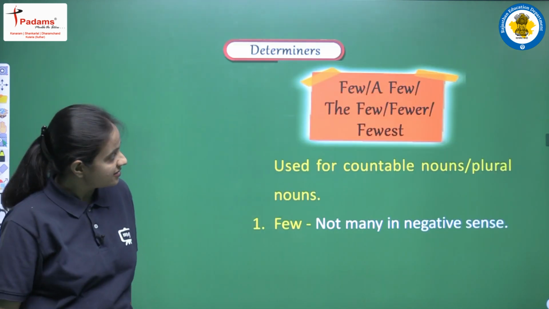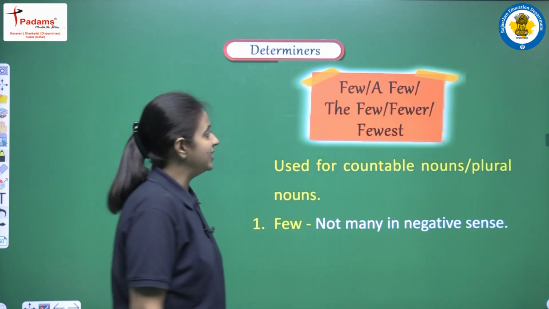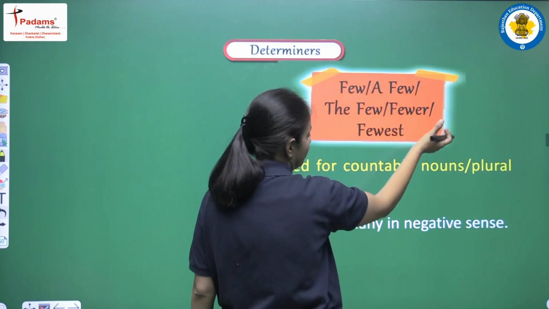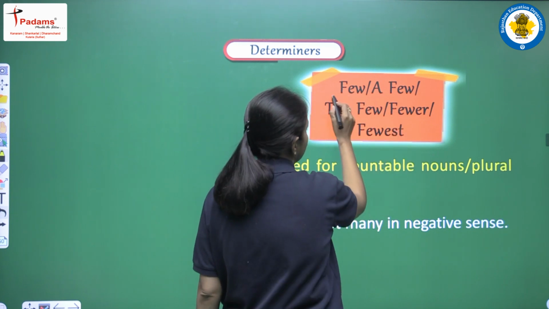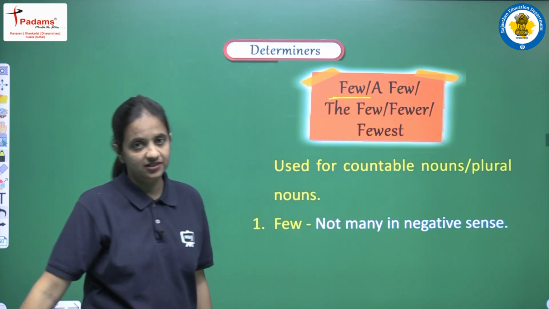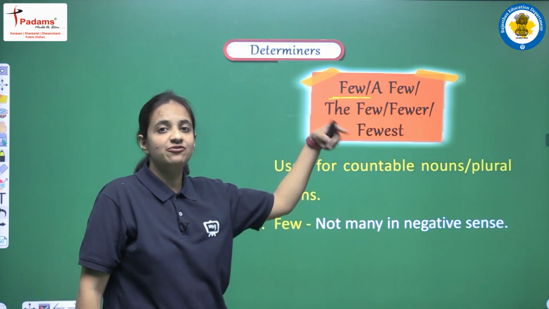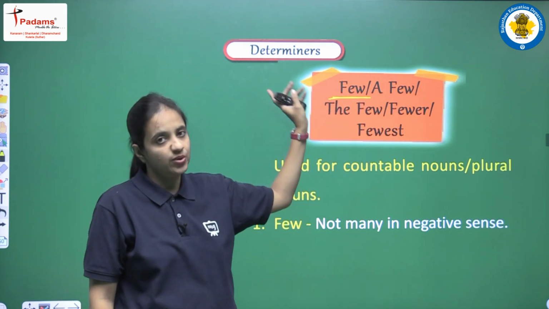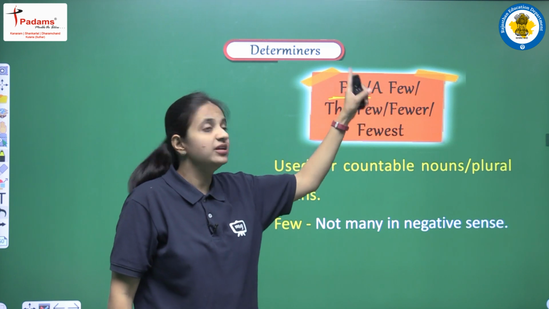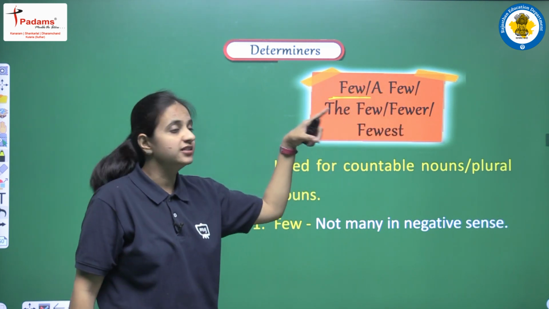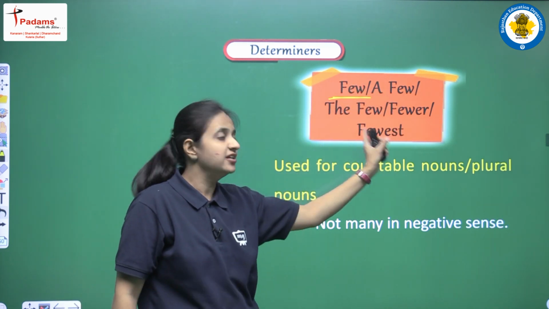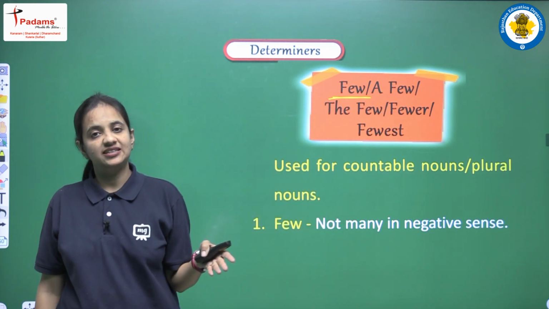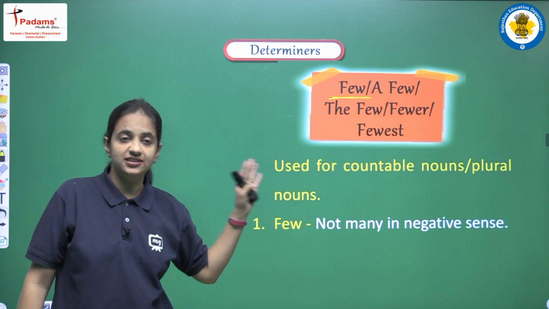So the next determiners that we have, let's read. We have few, a few, the few, fewer and fewest. One thing that is noticeable here is that all these determiners are different forms of this word, few. Okay, so we have few, then a few, next is the few, and fewer and fewest, right? We will see the different uses of these determiners.